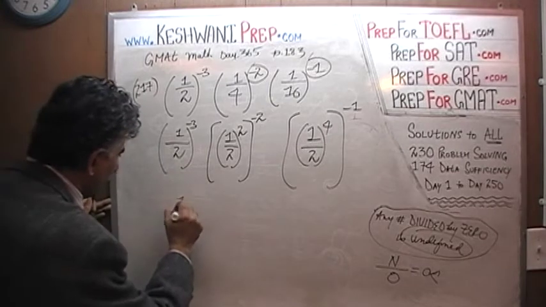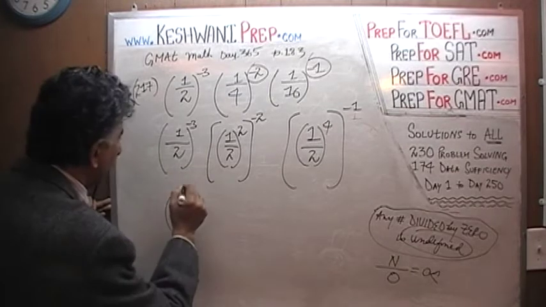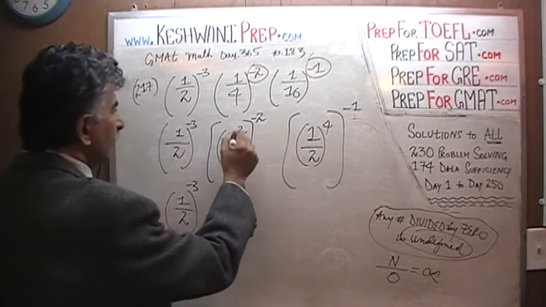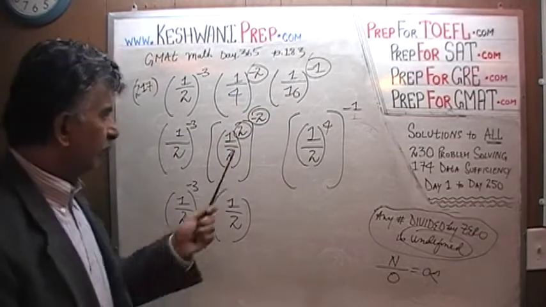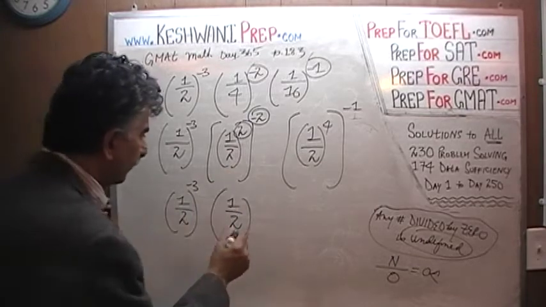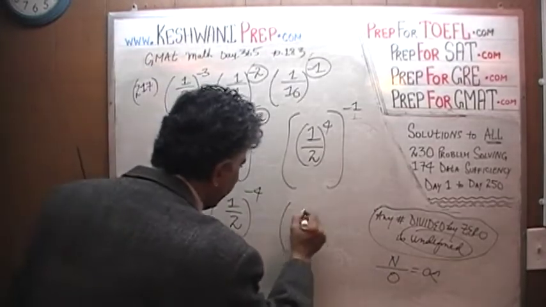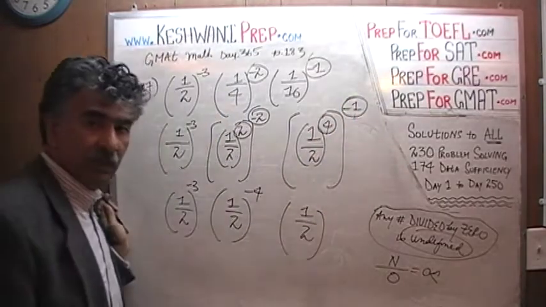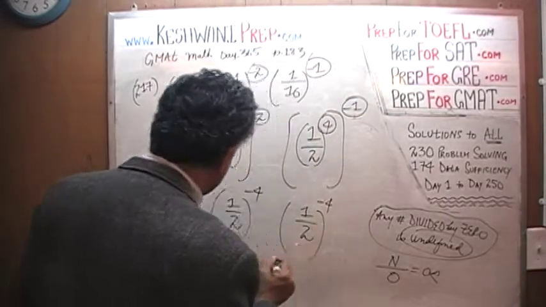So this thing is again going to come down the way it is, 1/2 raised to negative 3. And here we have 1/2 raised to 2 times negative 2. We have to multiply the exponents. 2 times negative 2 is going to give us negative 4. And here we have 1/2 raised to 4 times negative 1. 4 times negative 1 is negative 4. There we go, we are done.